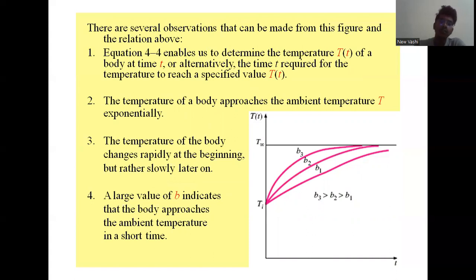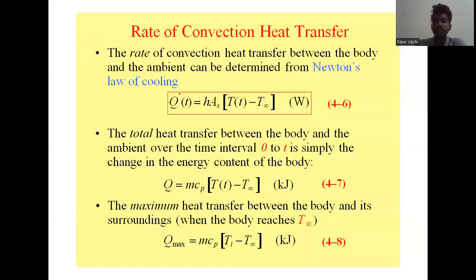Equation 4 enables us to determine the temperature of a body at a time t, or alternatively the time t required for the temperature to reach a specified value. The temperature of a body approaches the ambient temperature T∞ exponentially. The temperature of the body changes rapidly at the beginning but rather slowly later on. A larger value of b indicates that the body approaches the ambient temperature in a short time.